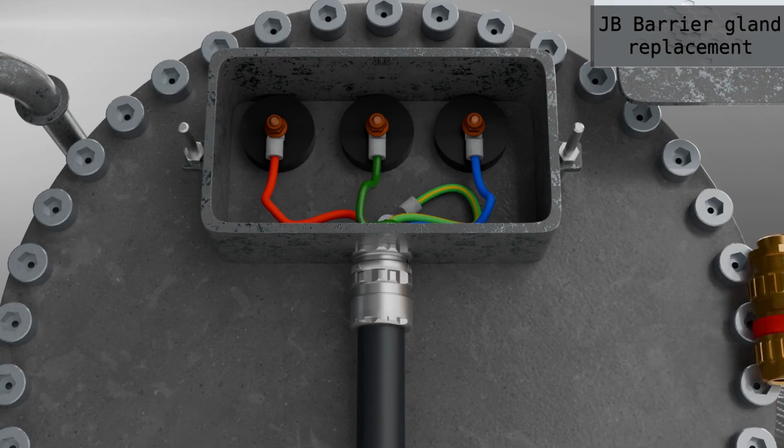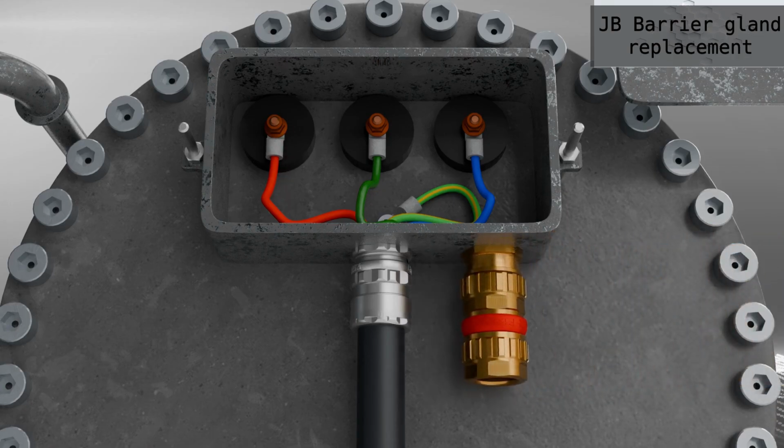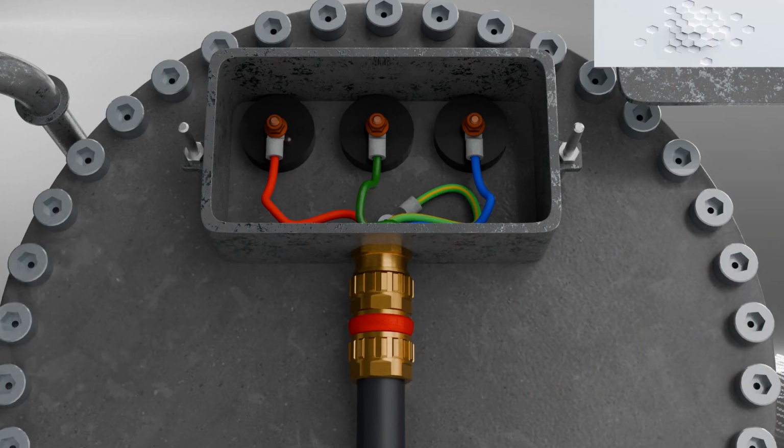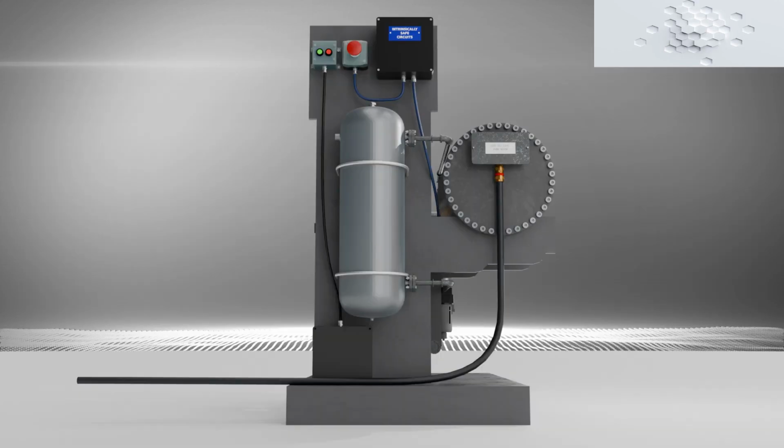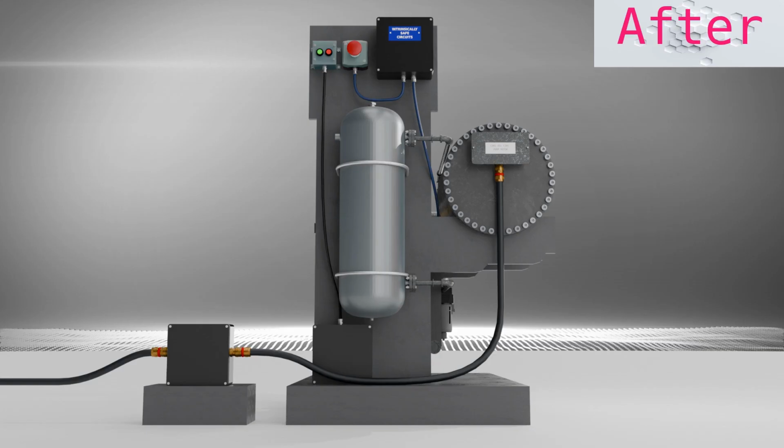One such gland was installed at the existing junction box to reinforce the seal. With the new O-rings, ATEX-certified barrier glands, and an additional junction box in place, the oil now has no path to reach the control cabinet.